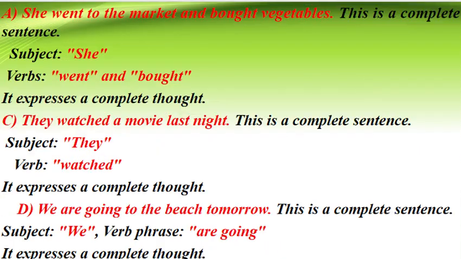A. "She went to the market and bought vegetables." This is a complete sentence. Subject: she; verbs: went and bought. It expresses a complete thought. C. "They watched a movie last night." This is a complete sentence. Subject: they; verb: watched. It expresses a complete thought. D. "We are going to the beach tomorrow." This is a complete sentence. Subject: we; verb phrase: are going. It expresses a complete thought.